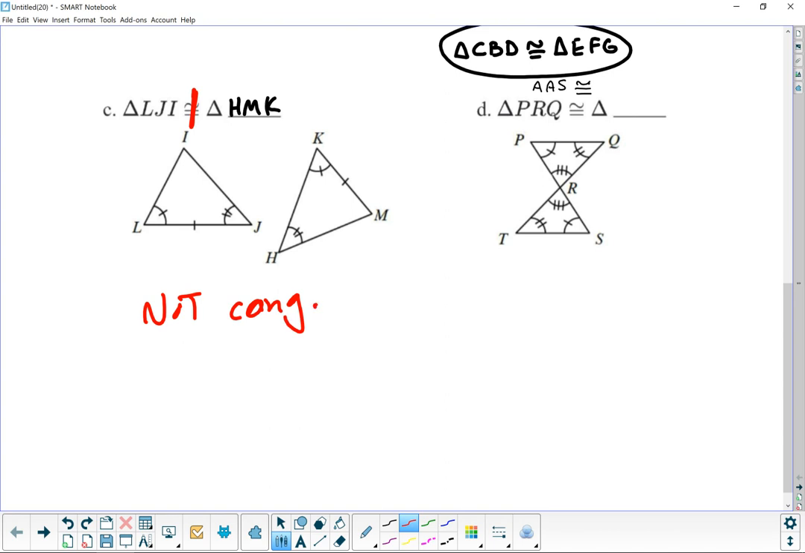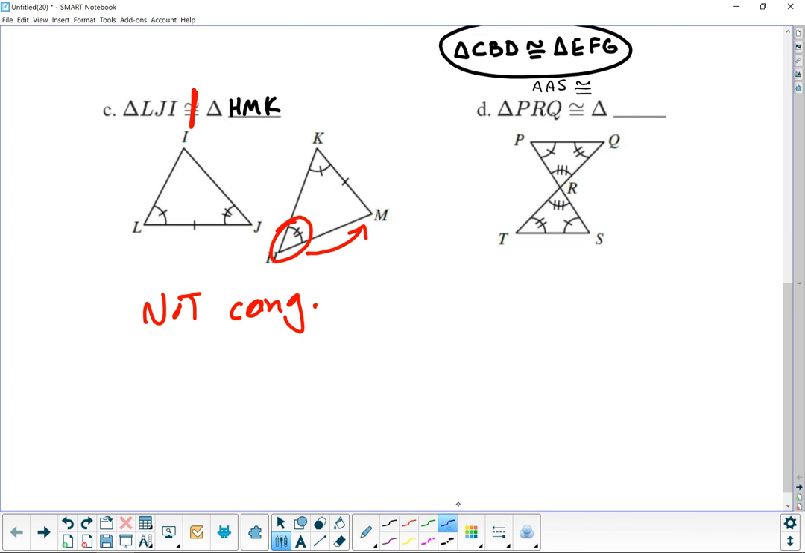If you want to explain it, you can say that this angle H needs to be the same measurement as angle M, and then that would actually work it out. Okay, but it's not. All right, and then the last one, let's see.